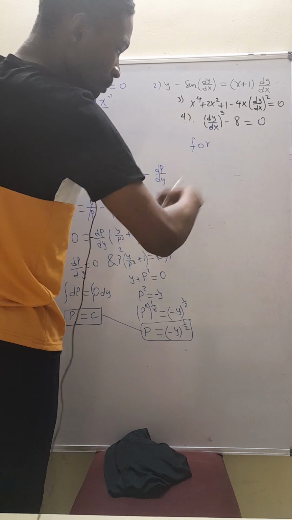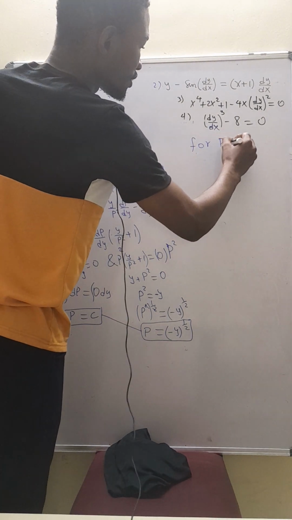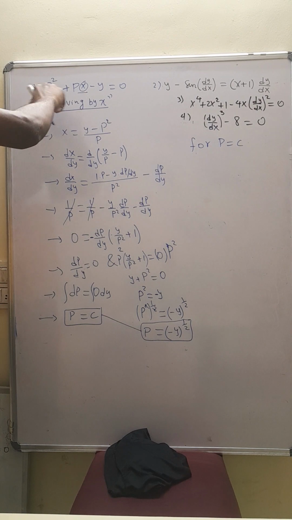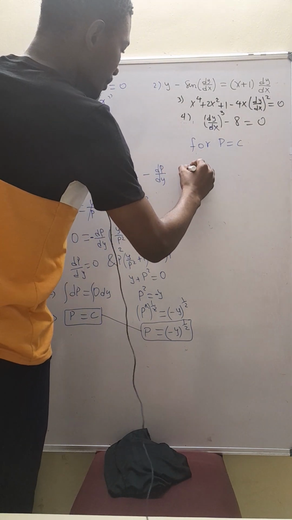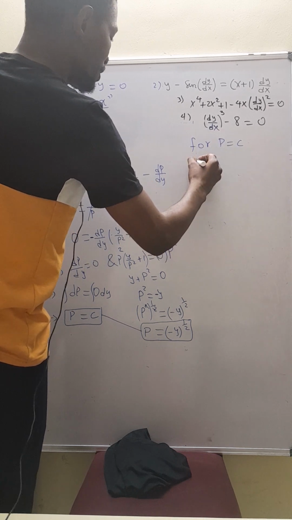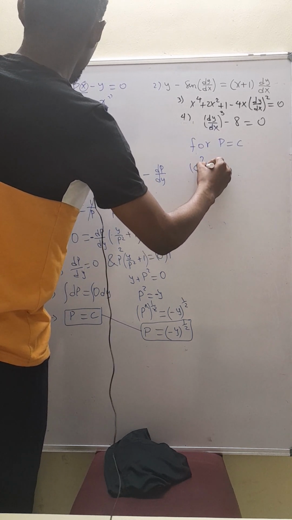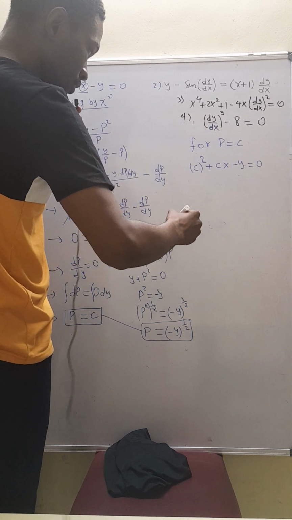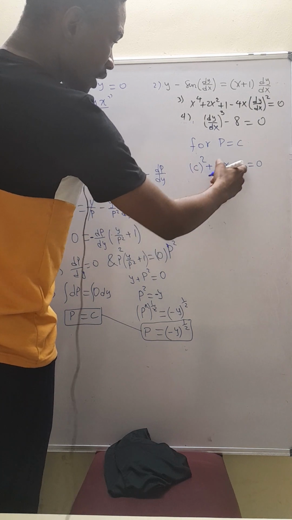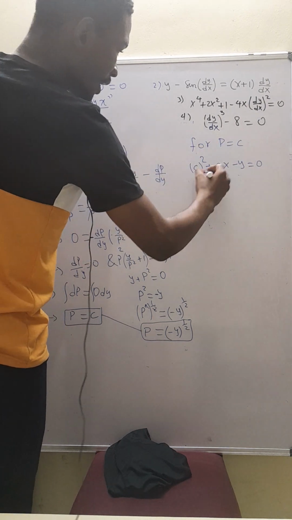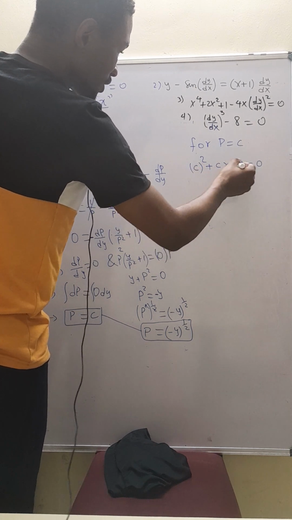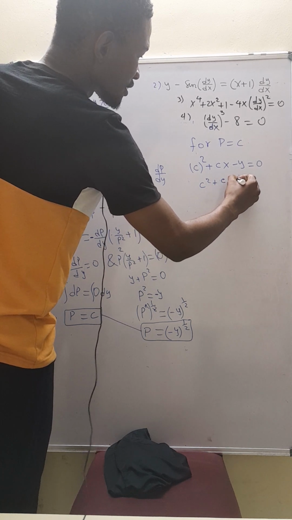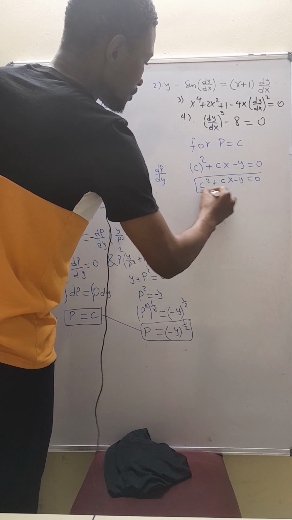As you have two values of p, for p equal to c, I will put this value of p in the main equation. P is equal to c, so it will be c squared plus cx minus y equal to 0. So this will be our solution for the first p. It means I will get this expression: c squared plus cx minus y is equal to 0.